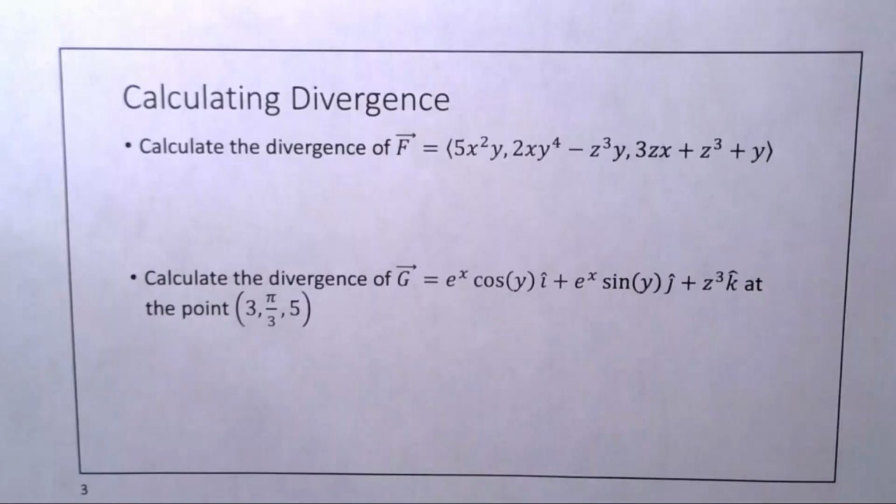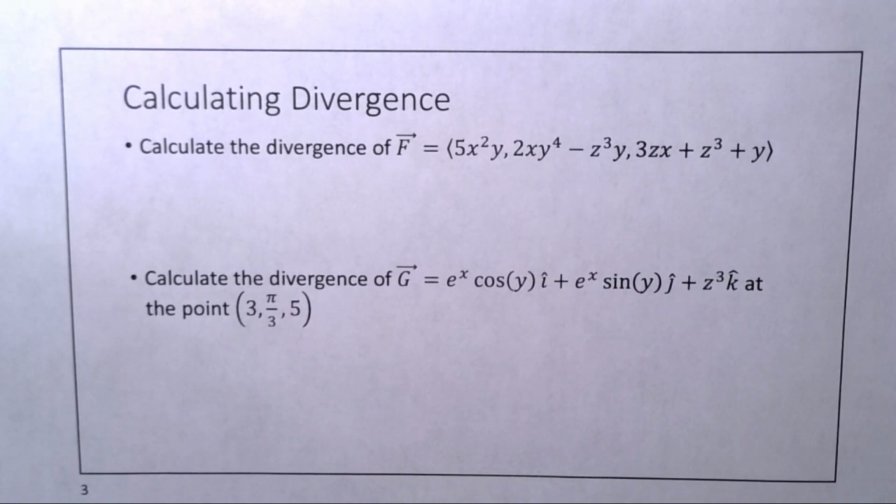So let's calculate the divergence for two instances. One where we calculate the divergence in general of a vector field, and another where we calculate the divergence specifically at a point. Let's start out with calculating the divergence of the vector field. First component, 5x squared y. Second component, 2x y to the fourth minus z to the third y. Third component, 3zx plus z to the third y.